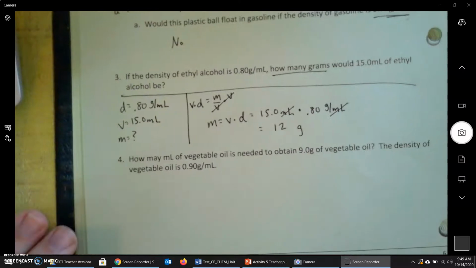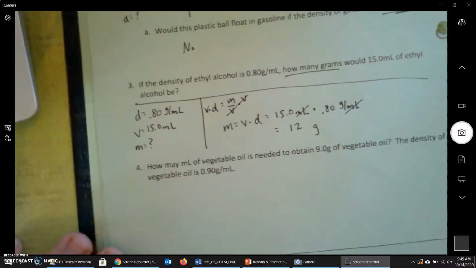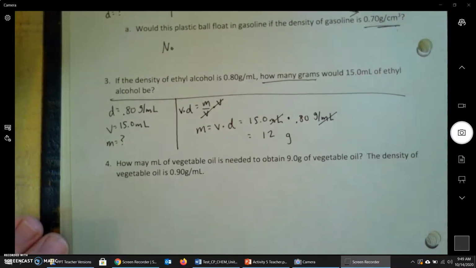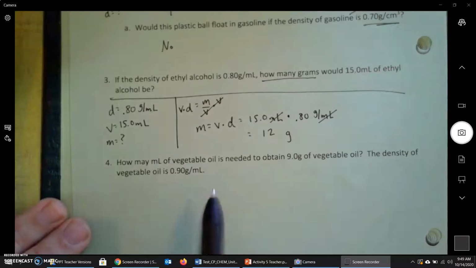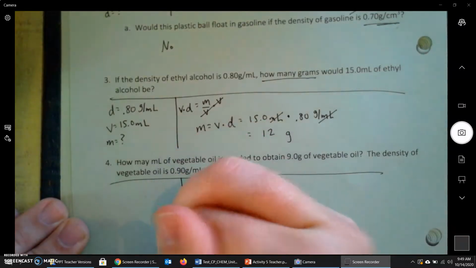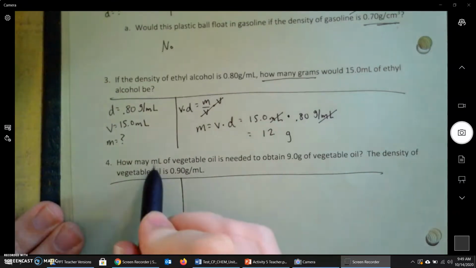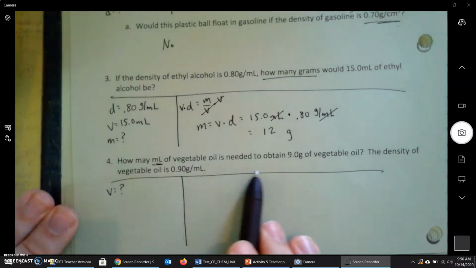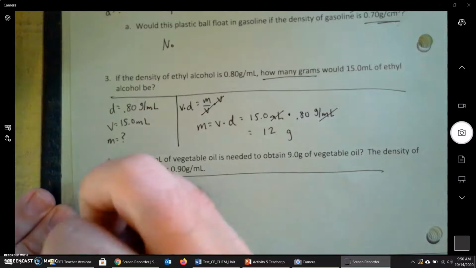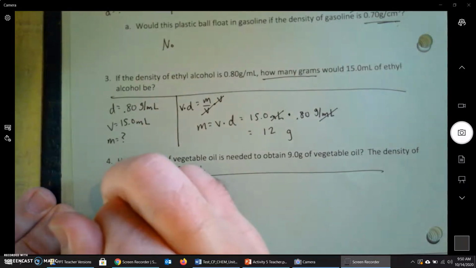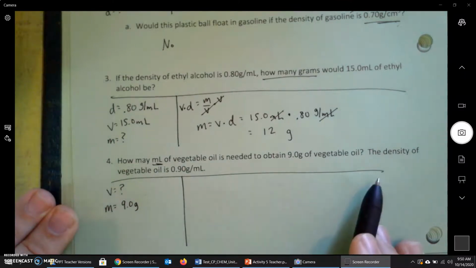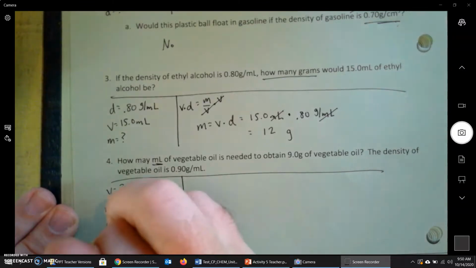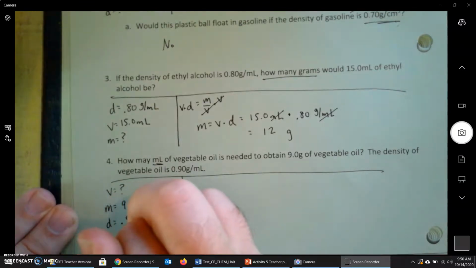So how many milliliters of vegetable oil are needed to obtain 9.0 grams of vegetable oil? The density of vegetable oil is 0.90 grams per milliliter. So we'll start with our T-chart. We're trying to find how many milliliters. That would be volume, so volume is what we don't know. And we have 9.0 grams of vegetable oil. That would be our mass. And it tells us the density of vegetable oil is 0.90 grams per milliliter. Alrighty.